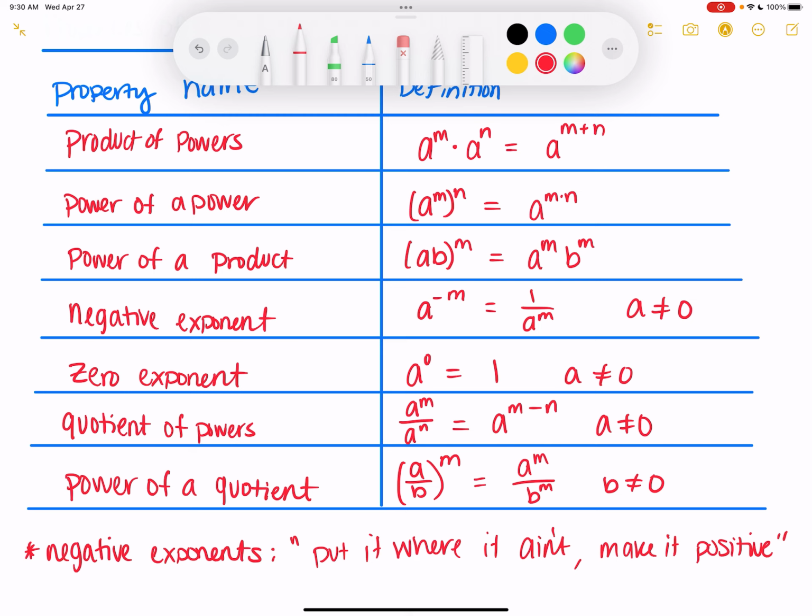Scientific notation is also included in this section. But y'all know about scientific notation, so I'm not really going to give you any notes on scientific notation. You'll just see it when we get there.